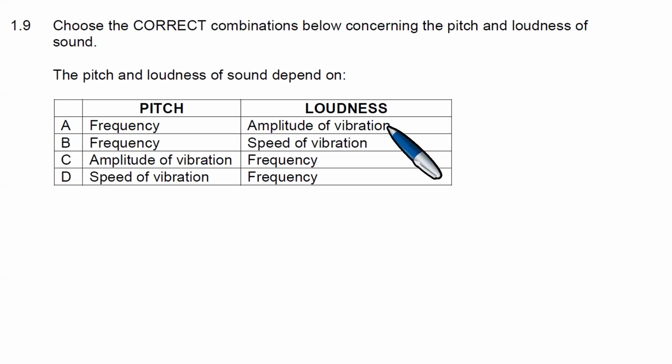Okay, so now let us look at this one. A is frequency. A is the pitch is frequency. Loudness is amplitude of vibration. B, frequency, and this one is speed of vibration. C, it's amplitude of vibration, and this is loudness, which is frequency. D is speed of vibration. Loudness, which is frequency.